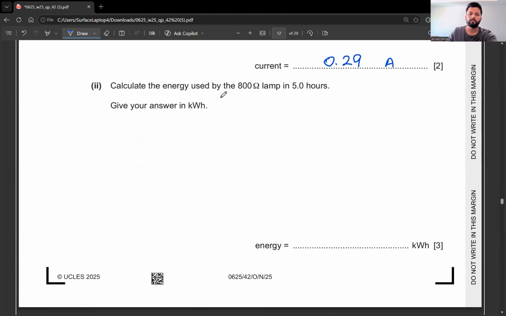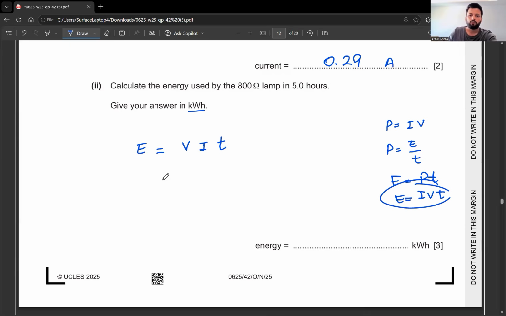Second part, calculate the energy used by the 800 ohm lamp in 5 hours. So that is kilowatt hour. This is the unit of electrical energy. So energy is equal to, what is the equation of energy? V, I, and T. Because actually this equation comes from power. Power is equal to IV, and power is equal to energy over time. And here you can use energy is equal to PT, and P is equal to IV. So I, V, and T. So here I use this equation.